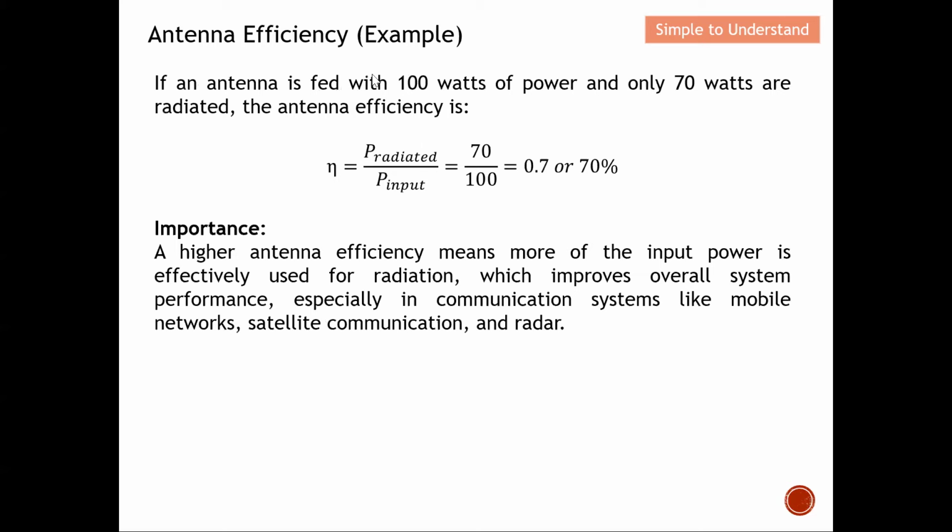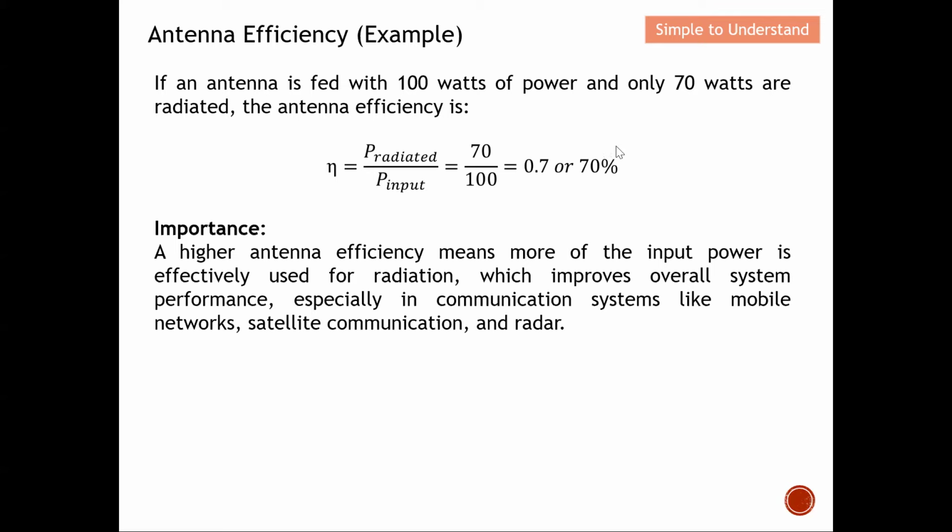If an antenna is specced with 100 watts, let's quickly do an example. So now the input of the antenna is 100 watts and 70 watts are actually radiated. How can we calculate the antenna efficiency? If you still remember, this is the formula. So the power that is radiated out is 70, as you can see here, and the power that is supplied to the antenna is 100. So from here, you can calculate that the antenna efficiency is 70%.